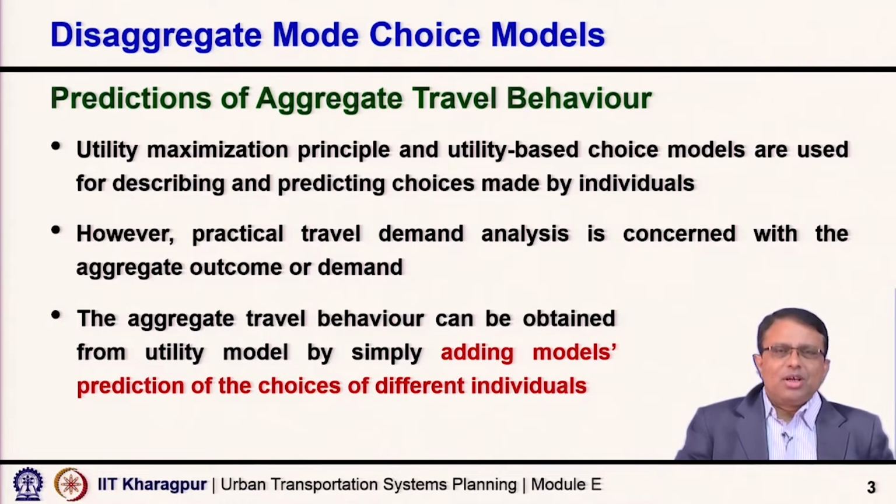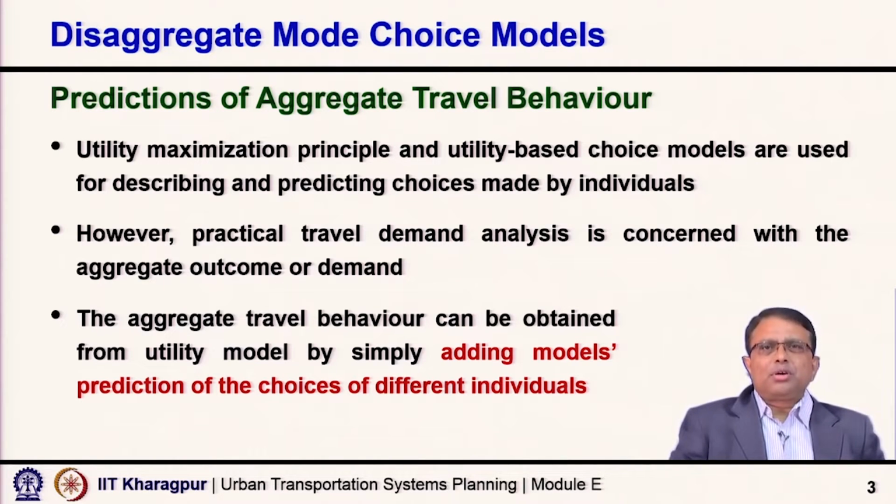Why are we saying this? Because the utility maximization principle and utility based choice models are used for describing and predicting choices made by individuals. So, these are disaggregate models. We are actually predicting the choice of an individual. Given the characteristics of an individual, the characteristics of the alternatives which are available, their attributes, the levels of those attributes at the current or prevailing condition, what would be the choice considering the utility maximization principle.